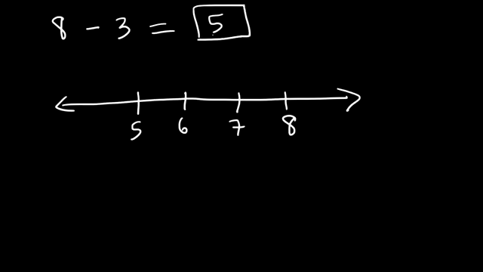Now let's focus on subtracting integers. What is 8 minus 3? If you're subtracting, you need to travel towards the left. Let's start with the first number, 8, and we're going to travel 3 spaces to the left. This is 7, 6, 5. So 8 minus 3 is positive 5. And it's just that simple.